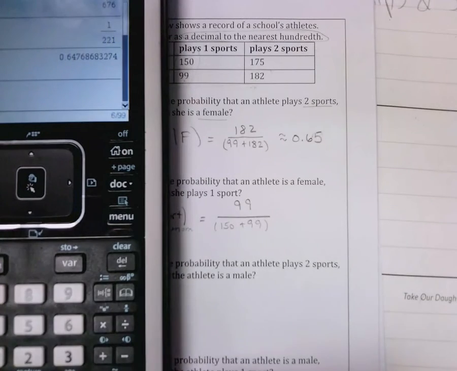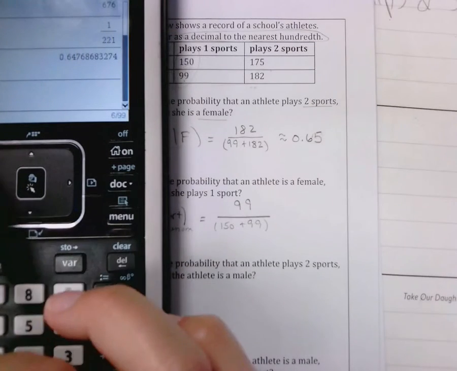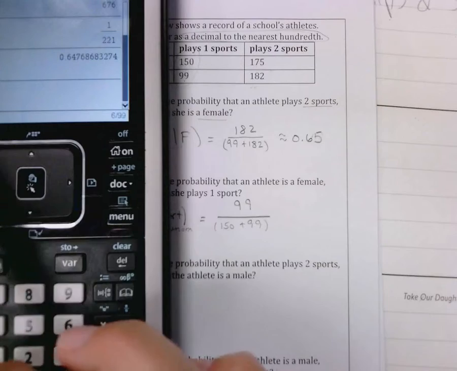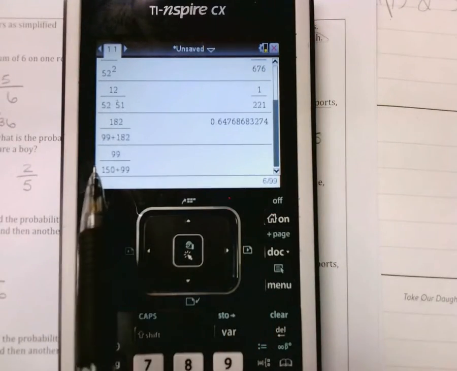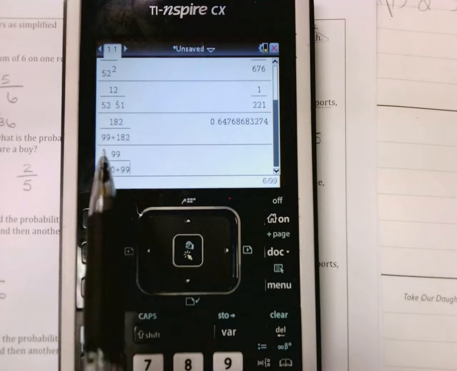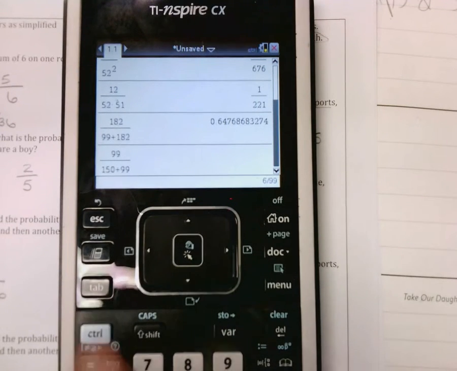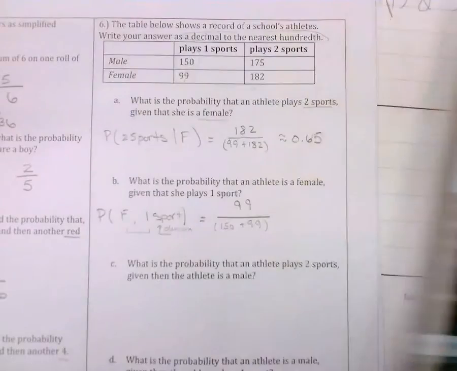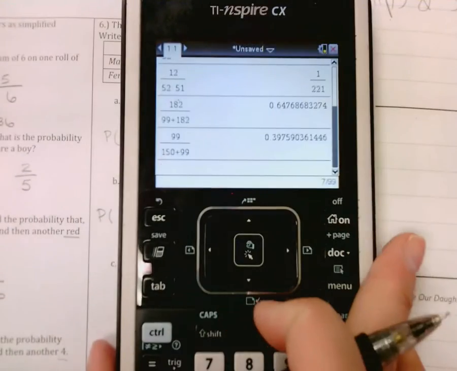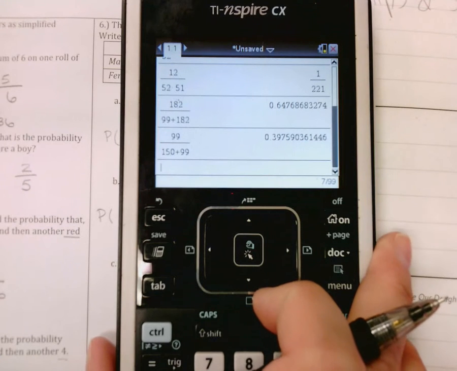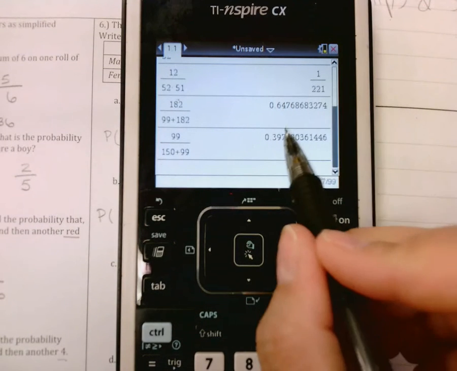If you plug it in your calculator like this, either use the fraction button like I did, or put this in parentheses. Then you're going to hit Control Enter instead of Enter. So if you're rounding to 2 decimal places, this number is going to be 0.40 because the 7 is going to round this up.